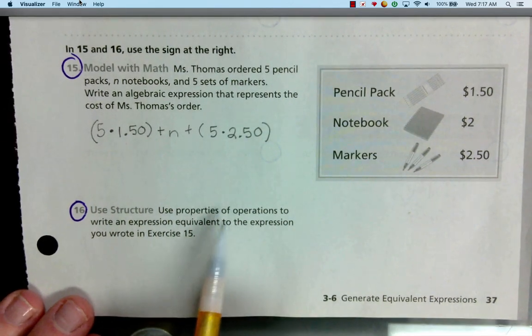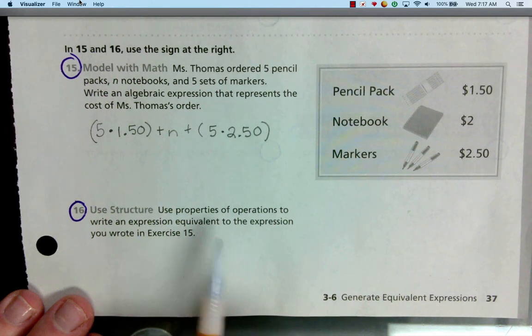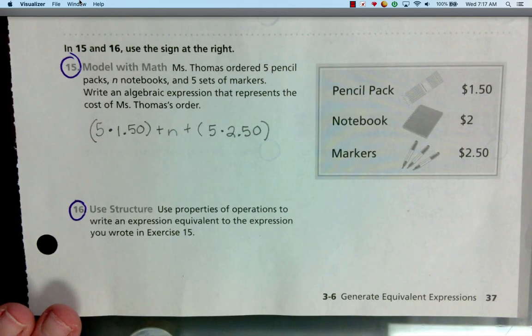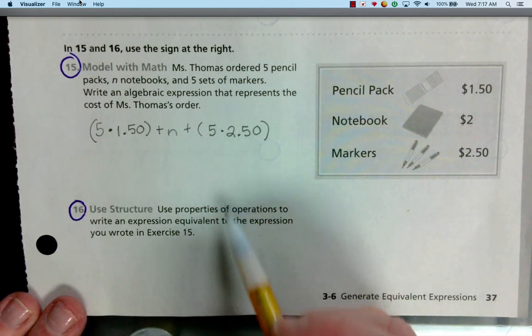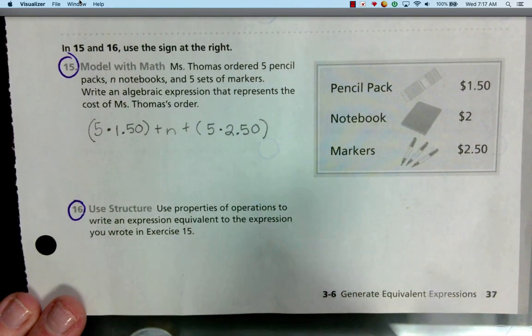Then you're going to use the properties of operations to write an expression equivalent to the expression you wrote in exercise 15. So if you were to simplify that, that would still be equivalent. So I suggest simplifying this expression down here. Turn over.